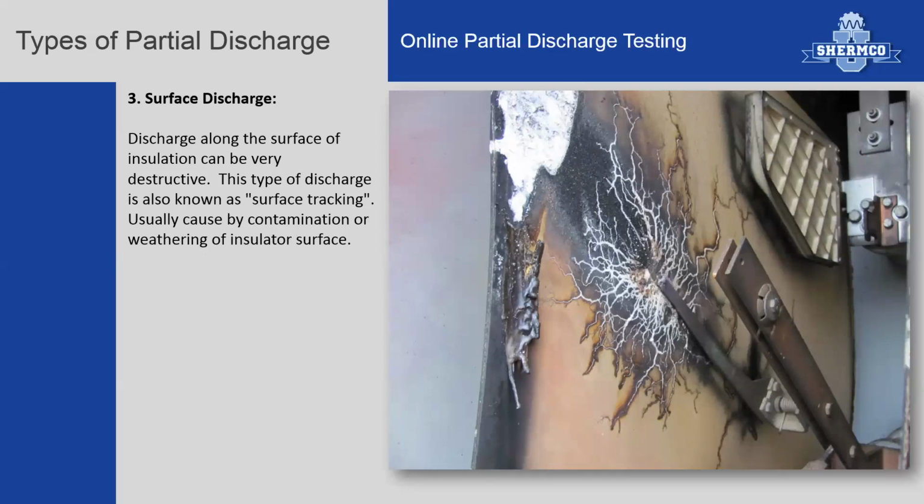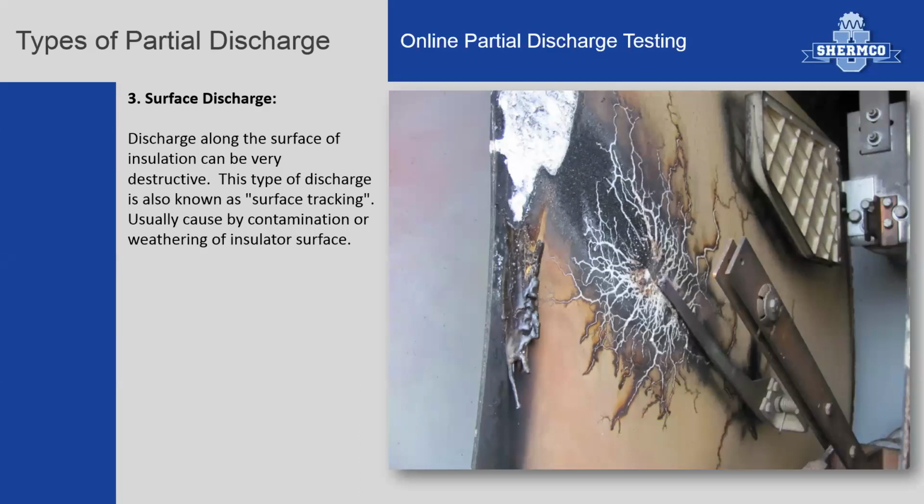Surface discharges. Discharges along the surface of insulation can be very destructive. This type of discharge is also known as surface tracking. It is usually caused by contamination or weathering of the insulator surface. It is different from corona because it tends to track to ground or to a nearby metallic ground. Corona discharges are discharges to the water molecules in the air and, again, are relatively harmless.